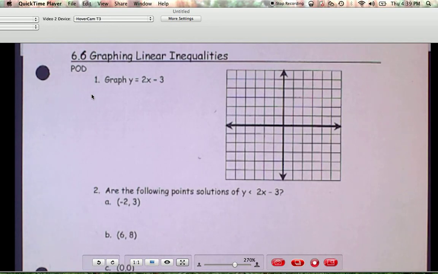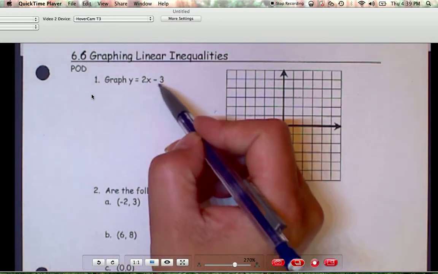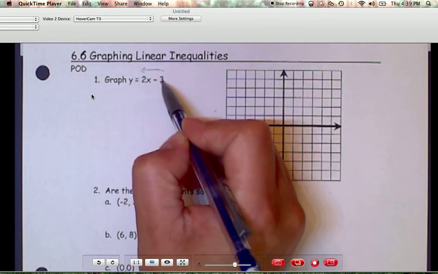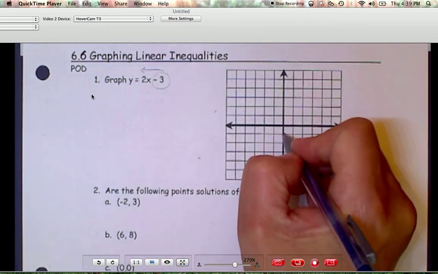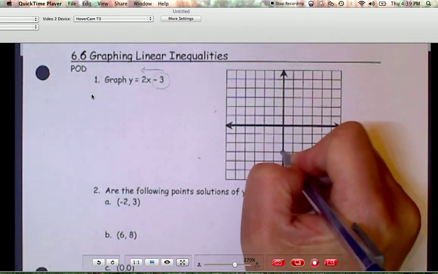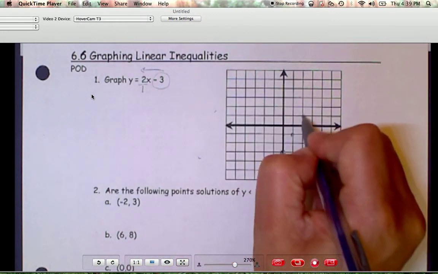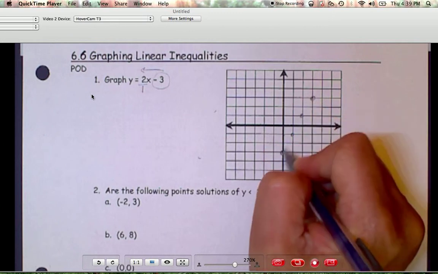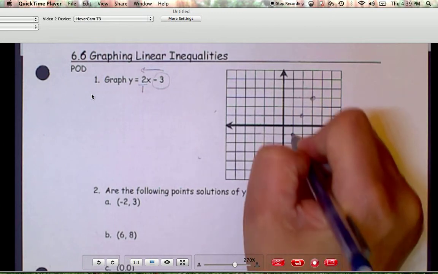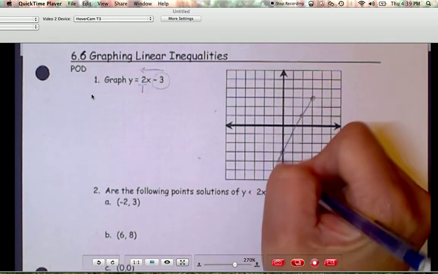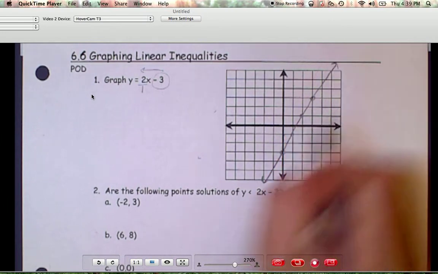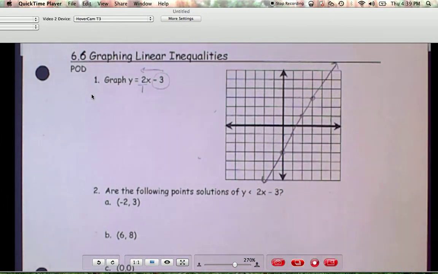So it's in slope-intercept form, which means remember we work backwards. This is the y-intercept, so we go down 1, 2, 3. And the slope is 2 over 1, so we go up 2 over 1, up 2 over 1, up 2 over 1, because we're going up 2 and to the right 1. And we're going to draw the line. Okay? That is one skill that you will need today for this section.